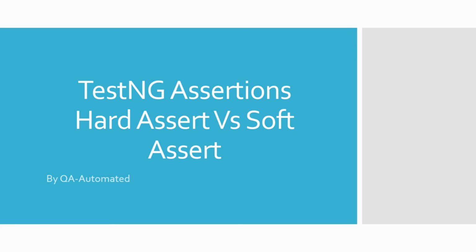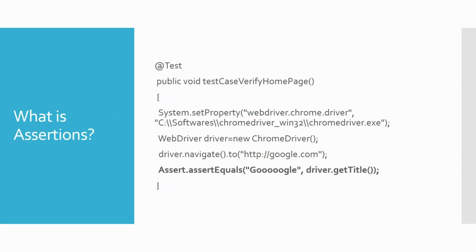In this video, we are going to learn about TestNG assertions and the difference between hard assert and soft assert. What are assertions? You know that no test case is complete without assertions, because at the end of the test case, we need to compare the expected value with the actual value. On the basis of that, we can infer which test case passed and which failed. So that's why assertions are a very important part of writing any test case.